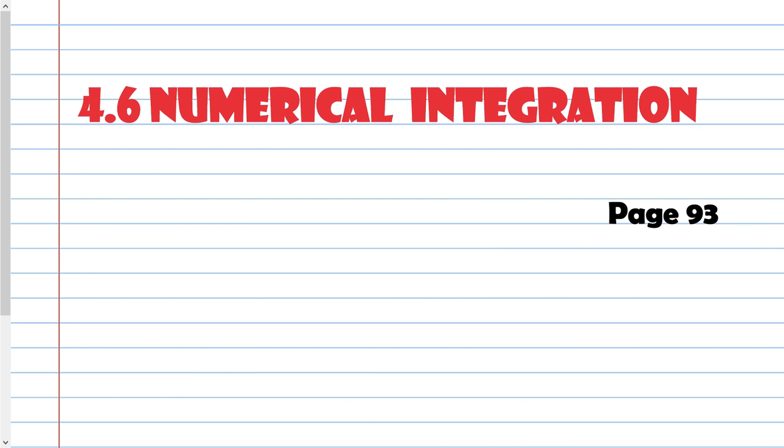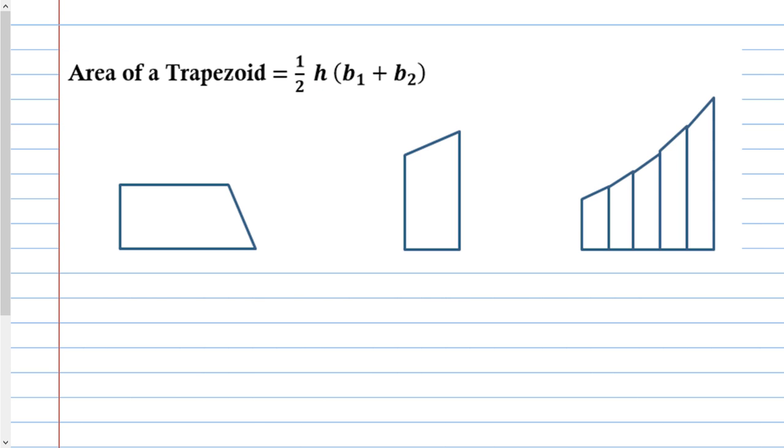4.6, numerical integration. The area of a trapezoid is 1/2 times the height times base 1 plus base 2. This is very similar to LRAM, RRAM, and MRAM, only instead of using rectangles, because the R stands for rectangular approximation, we're using trapezoids.